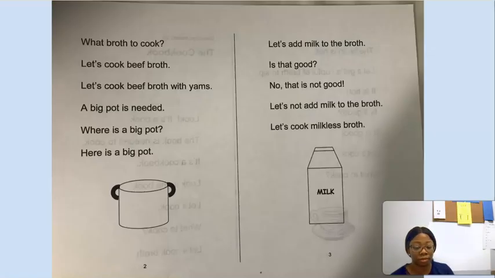Let's add milk to the broth. Is that good? No, that is not good. Let's not add milk to the broth. Let's cook milkless broth. Good job. Now there's another suffix on that page. What is it? Milkless. Milkless. All right. Let's go to page 4.